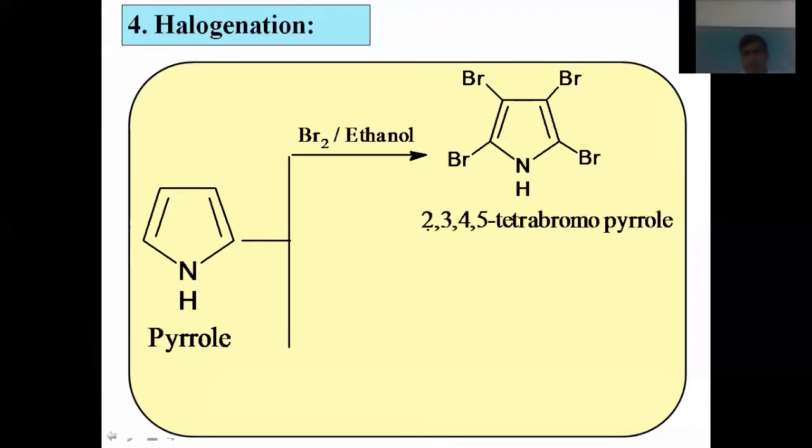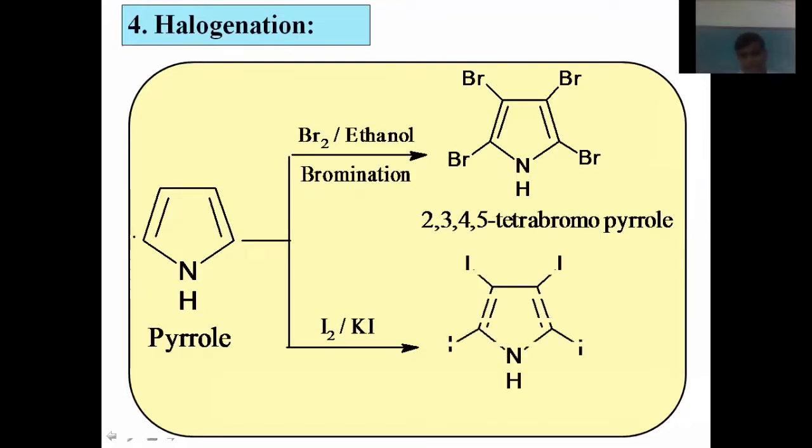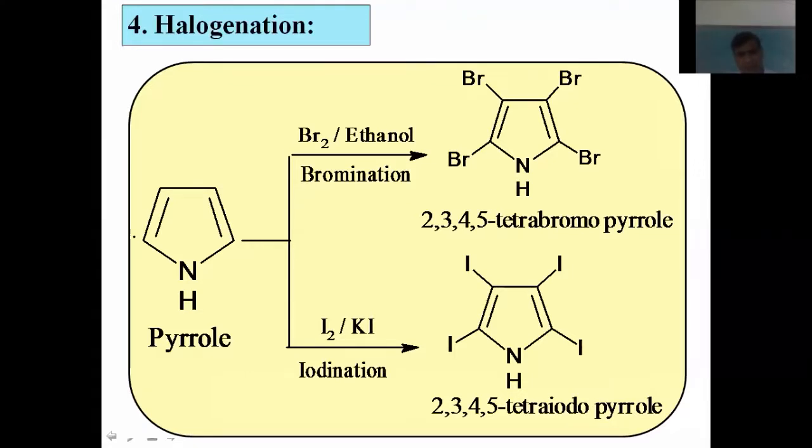The name of the compound is 2,3,4,5-tetrabromopyrrole. Let us see one more example. Suppose that pyrrole is treated with iodine in the presence of potassium iodide, KI. So what happens here? Here also the same type of reaction occurs. All the 4 hydrogen atoms are replaced by iodine and we get tetraiodopyrrole. This is 2,3,4,5-tetraiodopyrrole. Okay, and in this way, when pyrrole is treated with a halogen, it undergoes halogenation. Suppose there is bromine, we get tetrabromopyrrole. It is bromination.